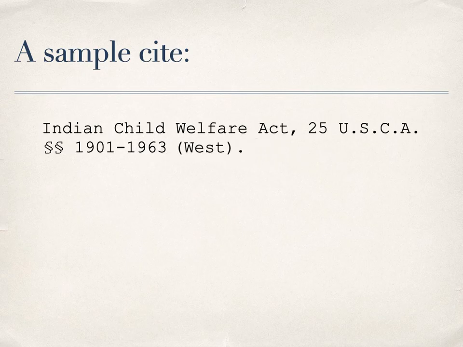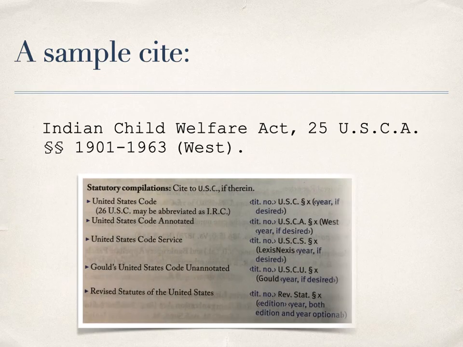The last component of my cite is the publisher and date parenthetical. I'm not going to include the date because it's not particularly important in this case, but because I'm using the USCA, I need to include publisher information. T1 will tell you whether you need publisher information in your parenthetical, and if so, what publisher you should be noting. I can see here that the United States Code Annotated requires me to use West in my parenthetical. It also reminds me that the year can be included if desired.